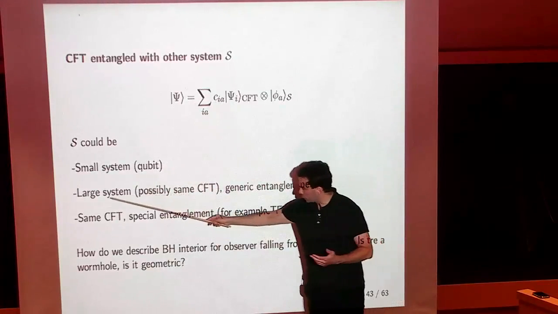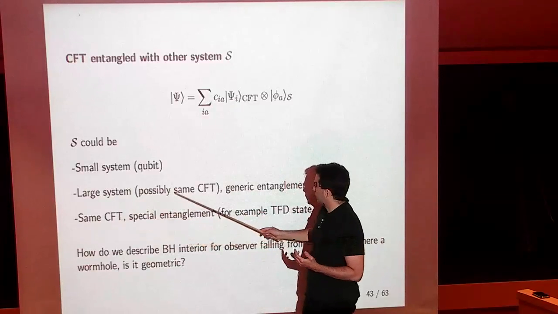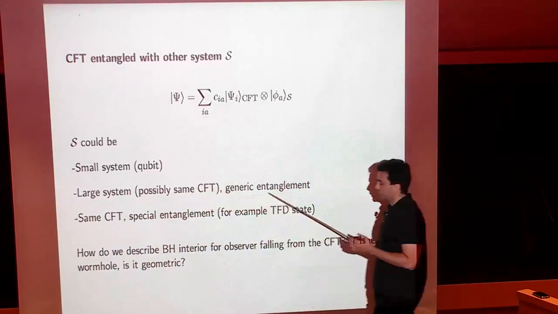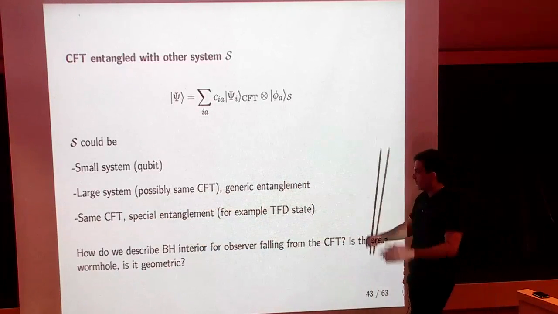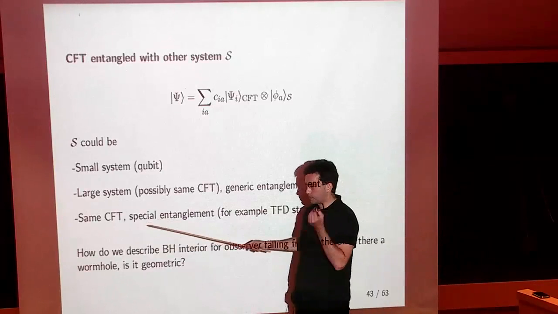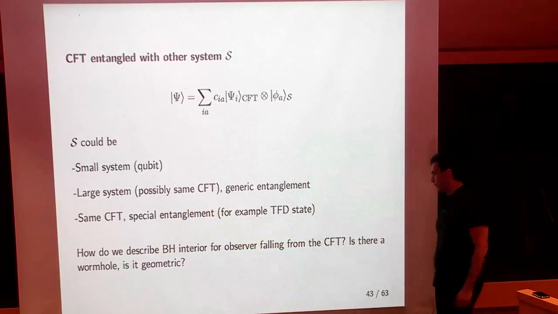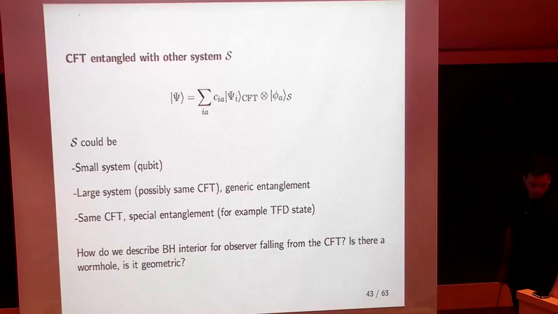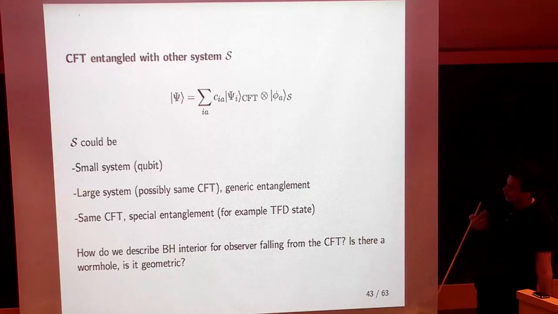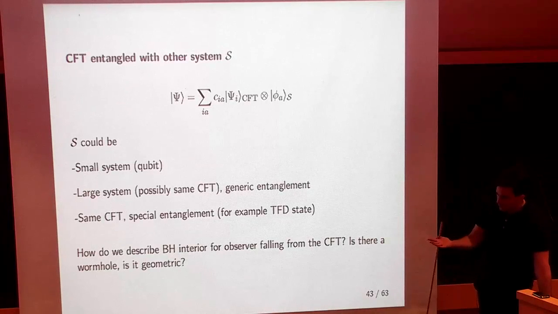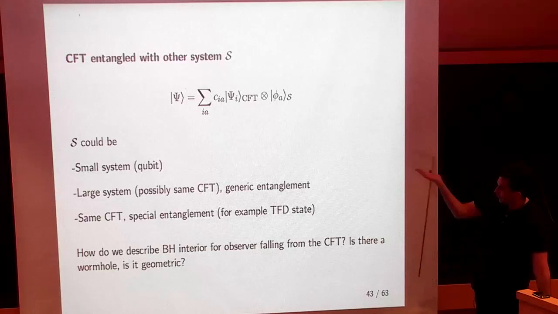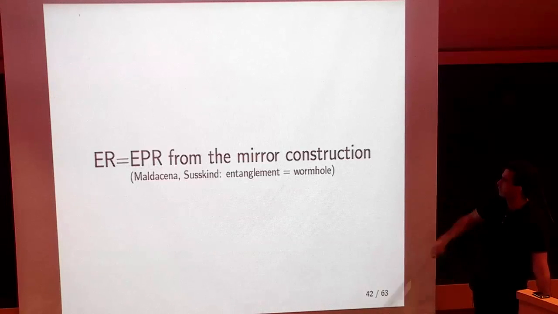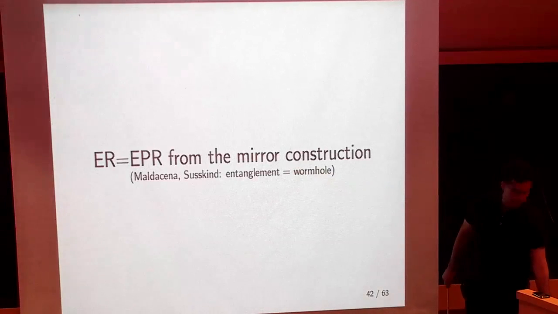Or the situation where it's a large system, which could be the same CFT but in a generic state where the entanglement is not special. Or it could be the same CFT in a special entangled state like the thermofield. So how do we describe the interior in all of these cases? I will try to give you a very natural generalization of the previous rules, and I will try to argue that they reproduce expected physics as, let's say, predicted by the ER=EPR story.